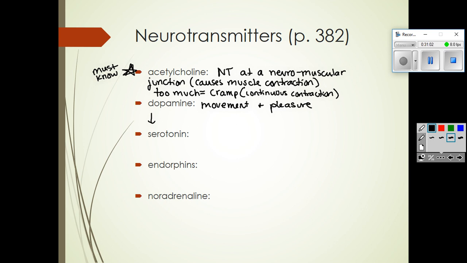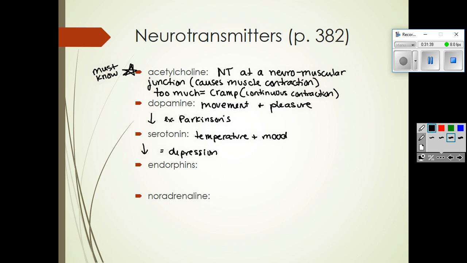But a lot of them have to do with something that involves movement, like Parkinson's. In Parkinson's, people don't have enough dopamine or dopamine is not doing its job. And that's what makes movement become an issue. If we're talking about serotonin, serotonin has a lot to do with temperature and mood. If you don't have enough serotonin, that is one that's often linked to depression.